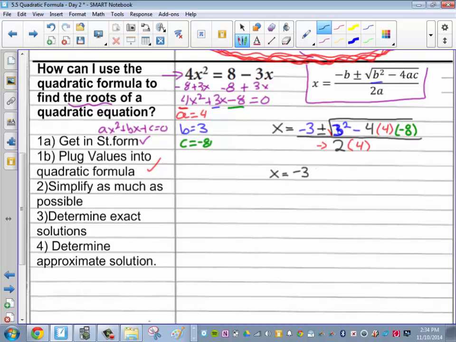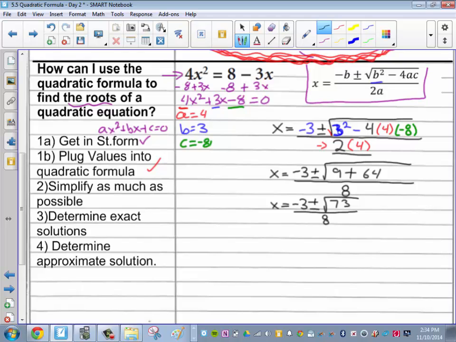I got negative 3 plus or minus the square root. Now what's 3 squared? That's 9. Minus 4 times 4 is 16, times 8 is 64, but we got a negative there, so that's going to make this a plus 64, all over 2 times 4, which is 8. Okay, I can still simplify what's under here, so I got x is equal to negative 3 plus or minus the square root of 9 plus 64, which is 73, all over 8. Hopefully I didn't make a mistake here.